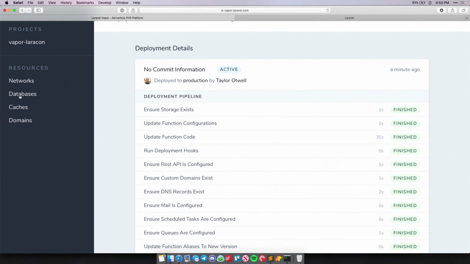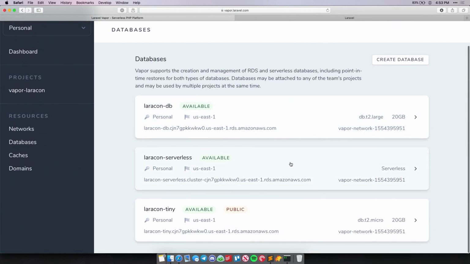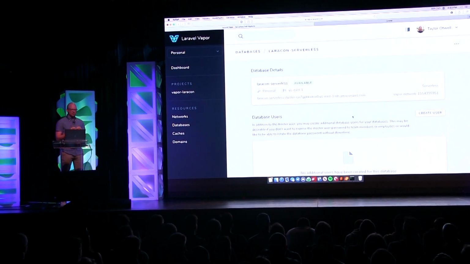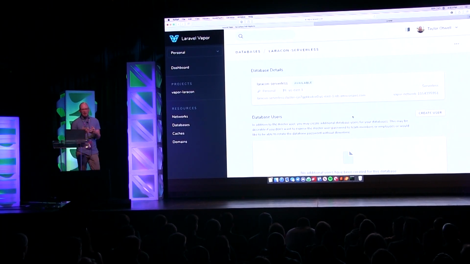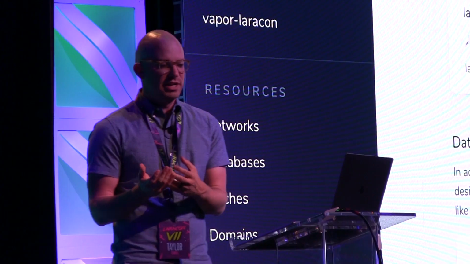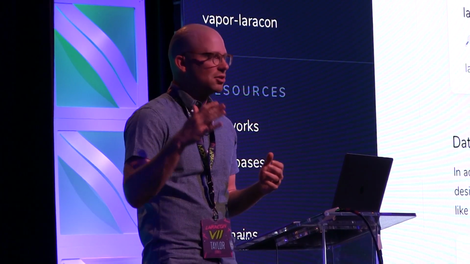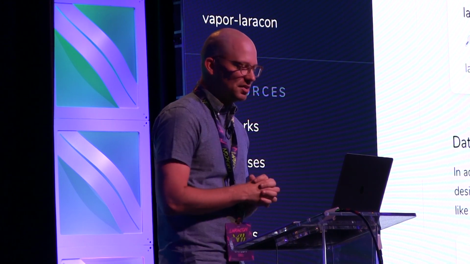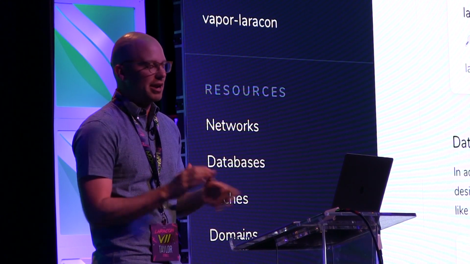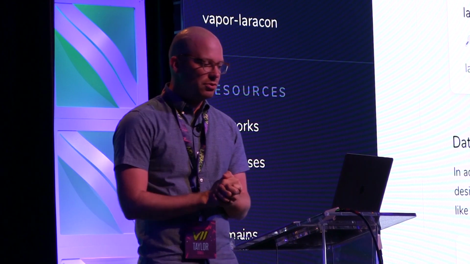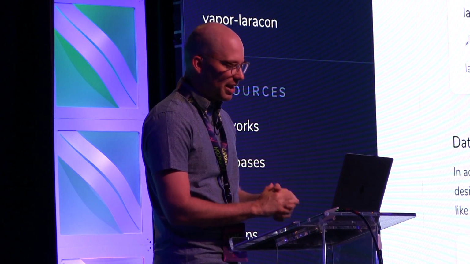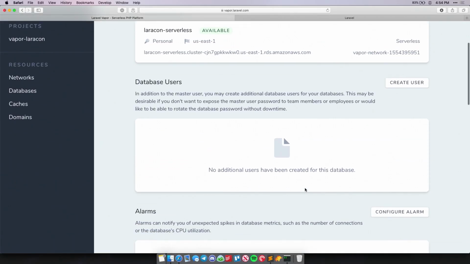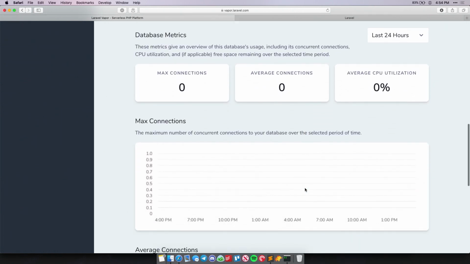Now, you might have noticed I have a serverless database. How this works is you create a serverless database. You don't have to pick how much RAM it has. You don't have to pick how much disk size you need. It will automatically scale based on the demand on the database. So you attach it to your application in the same way, and you just kind of forget about it. Amazon will automatically scale it for you. You can view information about it here in Vapor, and if I scroll down, you can see you actually get metrics.